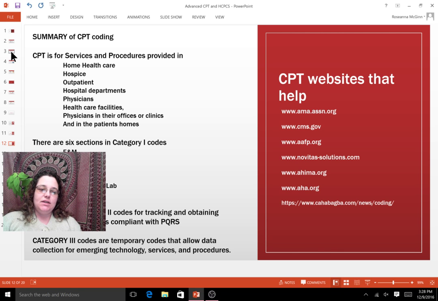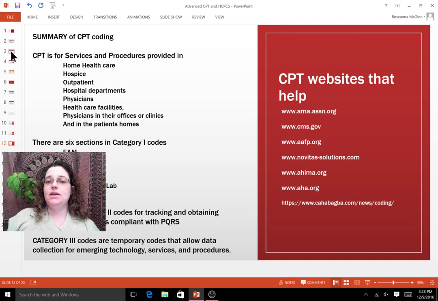Then CPT contains category 2 codes for tracking and obtaining performance measures compliant with PQRS. So big hospitals, they write for grants and stuff. They take that government money, they have to track that it's having a benefit, and so they have to know all about these PQRS.